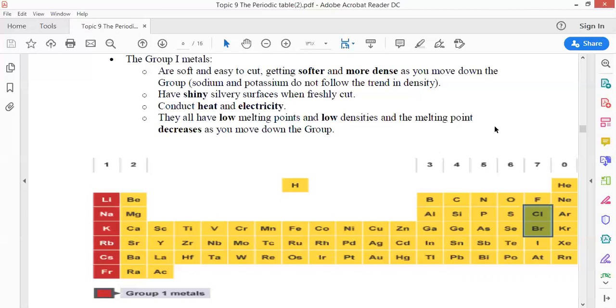So in these three elements, fluorine, chlorine, and bromine, which one has the higher melting and boiling point? Which one is the lowest? Yes, fluorine is the lowest one, and bromine is the highest one. Because as you're going down, melting and boiling point increase.